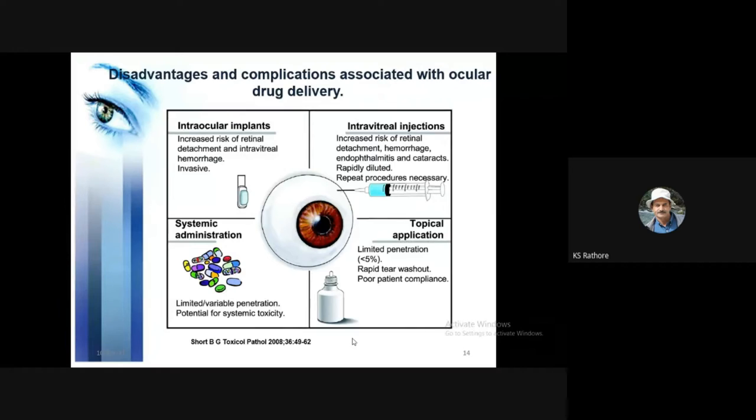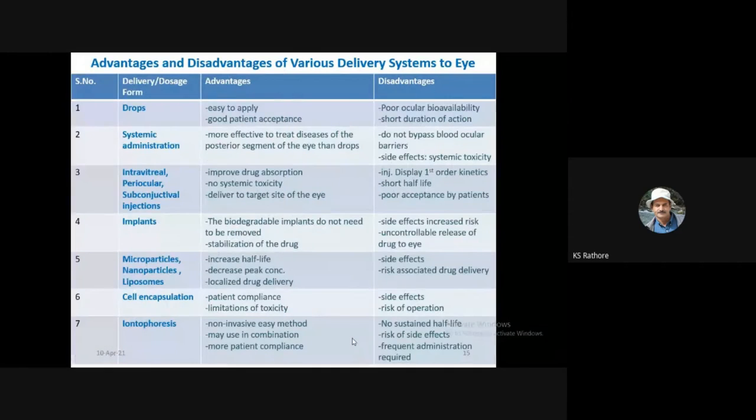Next is advantages. We already discussed what the different advantages and disadvantages are, but we are discussing the recent advancements, like intravitreal or periocular subconjunctival injections. Advantages: improved drug absorption, no systemic toxicity, delivered to the target site of the eye. And the disadvantage here is injection displays first order kinetics. It has a short half-life, and there is poor acceptance by the patient because it is an invasive kind of technique. So the patient feels pain and does not like this kind of injection into the eye. This is very fearful and dreadful for them.